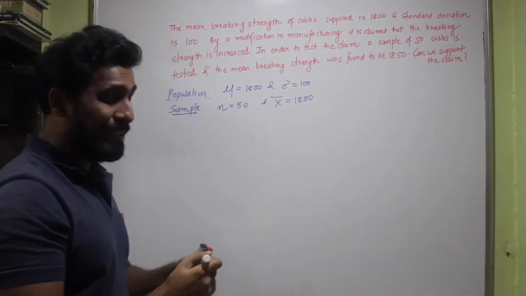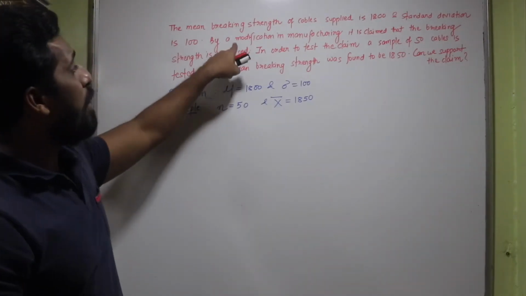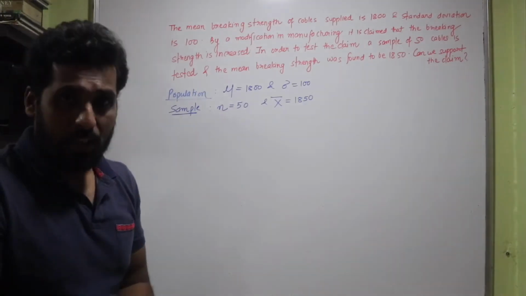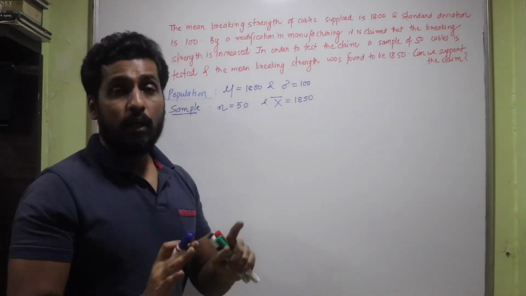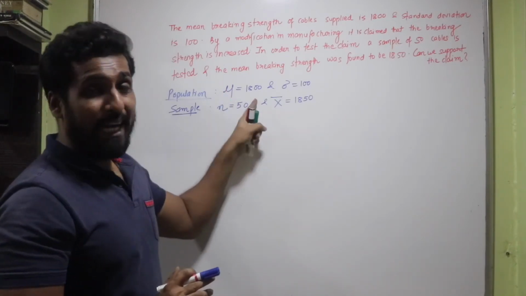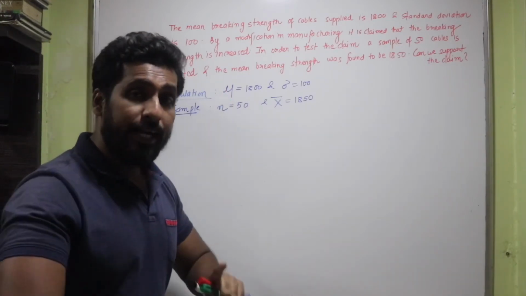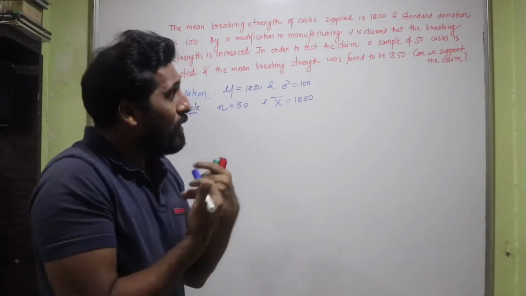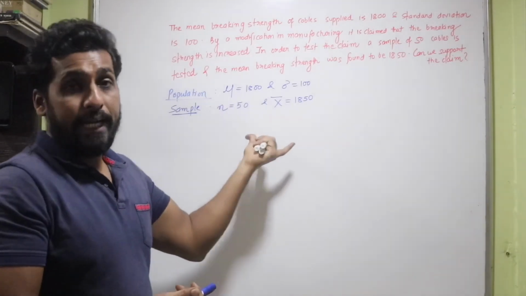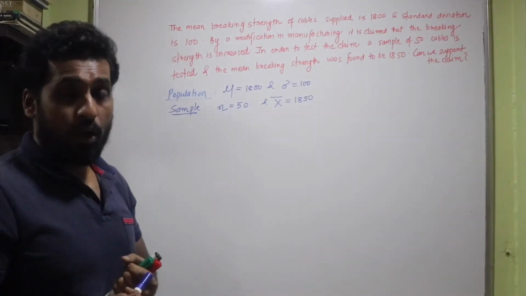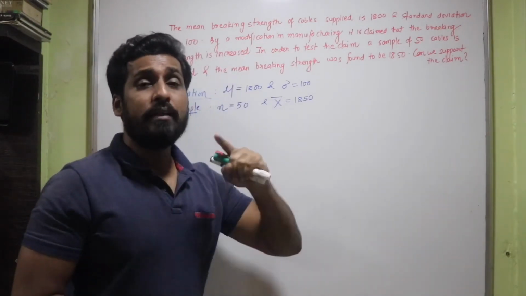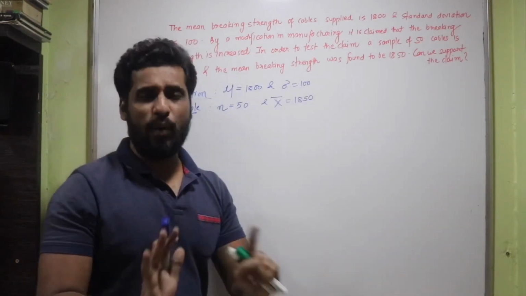So what is he asking? He is telling that by modification in the manufacturing, it is claimed that the breaking strength has now increased. That means he is telling that the mu is not same. The breaking strength, which was 1800, is not same now. It has increased, isn't it? So can we support this claim? Can we support the claim from the sample that we have taken out? So a sample of 50 has been taken out, and from that sample, can we support the claim that the breaking strength has increased? So it's a very simple question again.